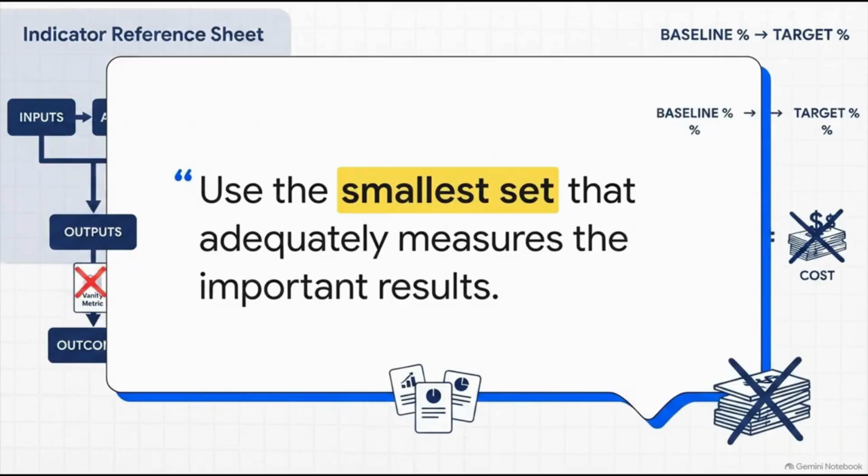If you take nothing else away today, let it be this golden rule. Use the smallest set that adequately measures the important results. There is no universal donor rule that dictates a fixed number of indicators based on how long a program is. Adding more metrics just because a program is big is a terrible practice. If no one can explain exactly what management decision an indicator will support, or if it costs way too much to collect reliably, ditch it. Avoid indicator overload at all costs.